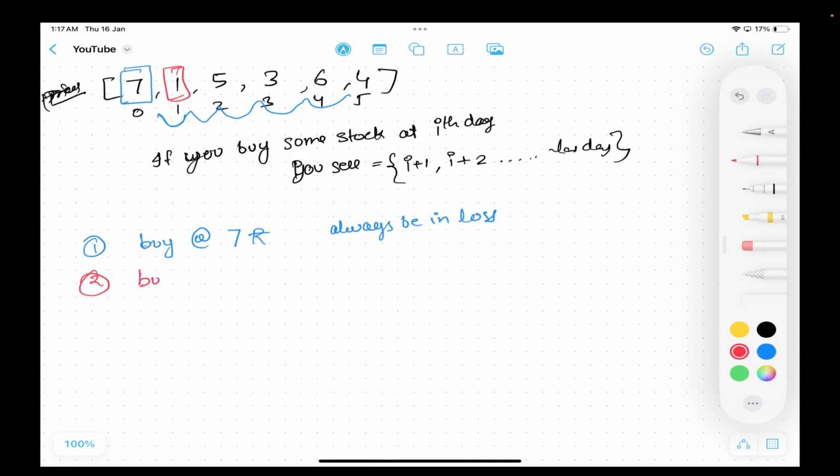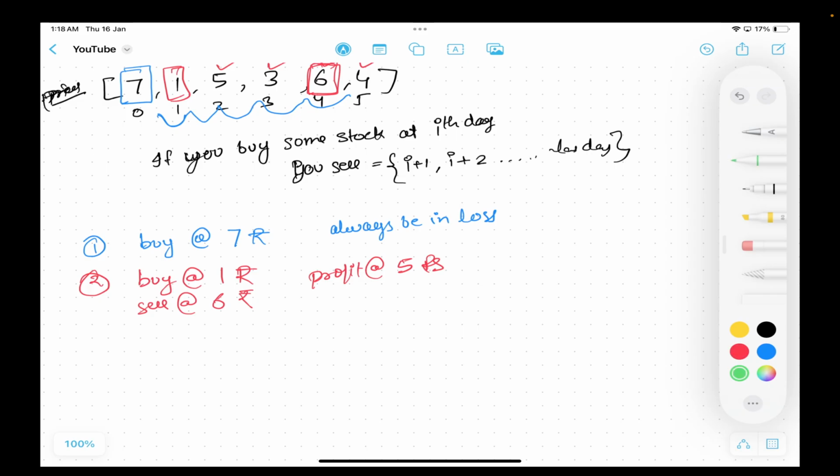Now the second option, you can buy on the first day, so the buy cost is 1 rupee. If you sell that stock on any day, either 5, 3, 6, or 4, you will always be in profit. But to get maximum profit, you will sell that stock on the day with 6, the fourth day. In that case, profit will be 5 rupees. So this is one possibility.